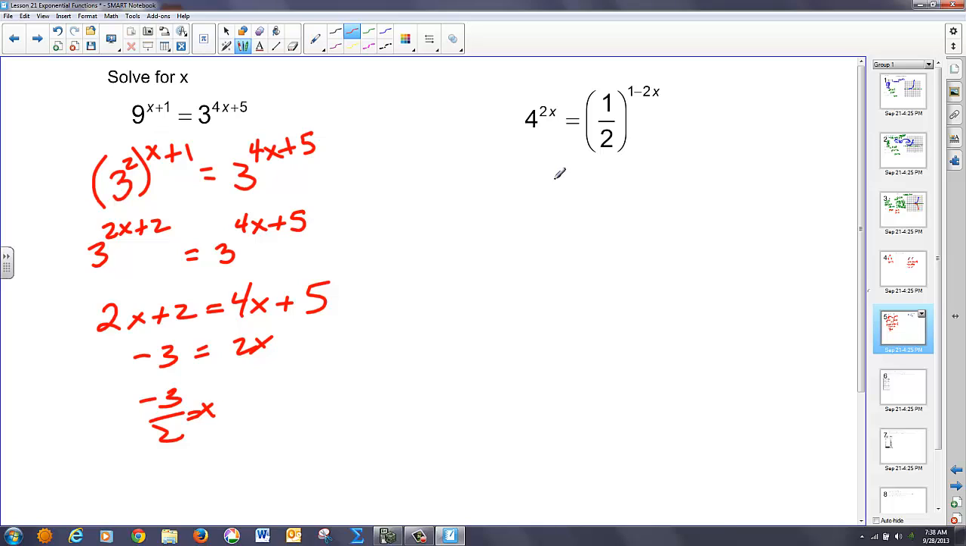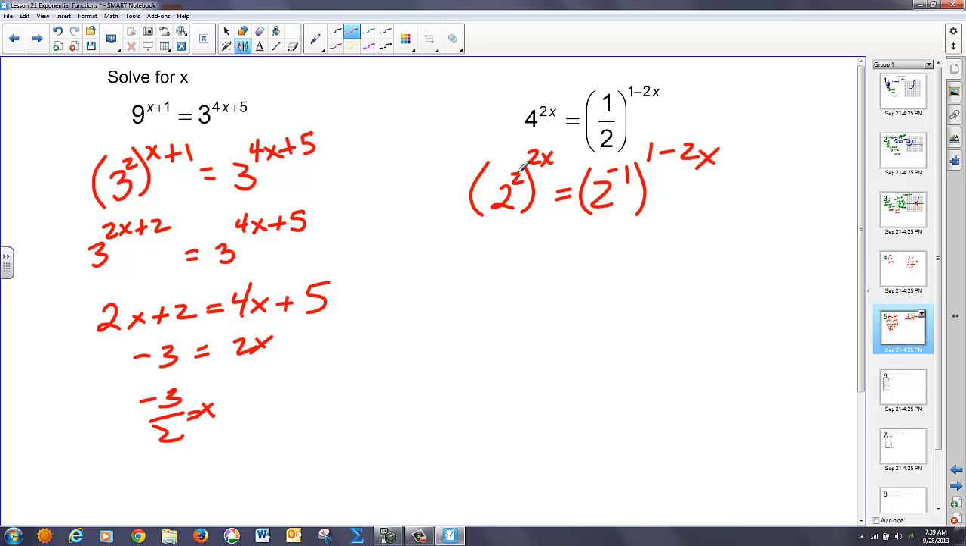Likewise over here, I'm going to try to make one of these look like another, or maybe both of them look like something else, which is the case in this situation. 4 is easily expressed as a power of 2, that's just 2 squared, and that's raised to the 2x power. If I want to make 1/2 a power of 2, that's simply 2 to the negative 1 power. Remember, those negative powers take the reciprocal of its base. So that's to the 1 minus 2x power.